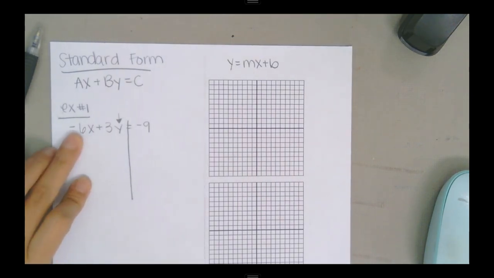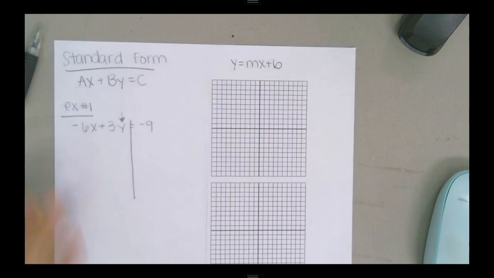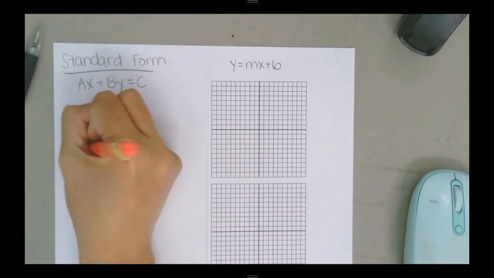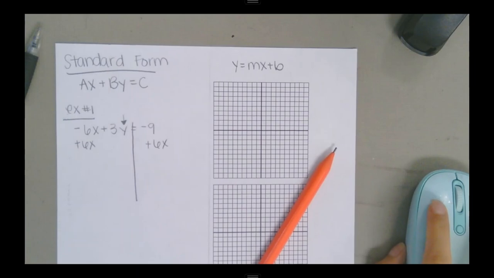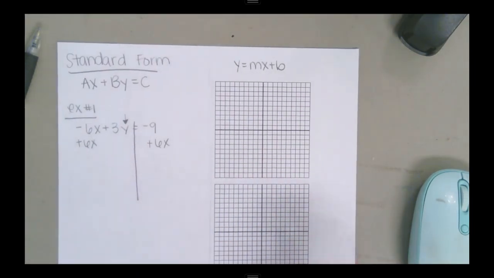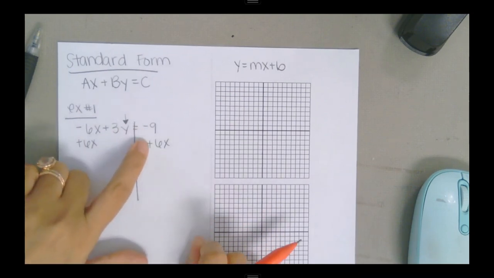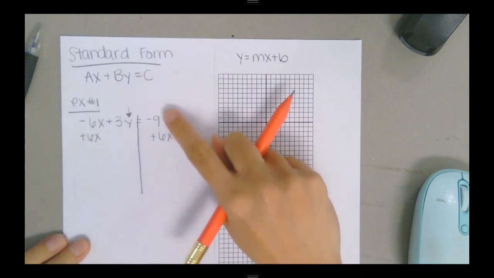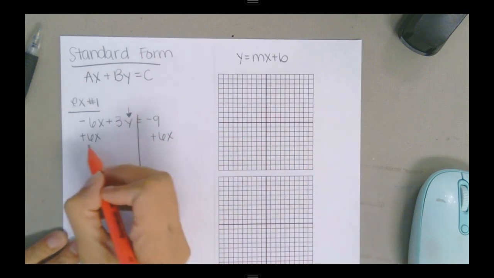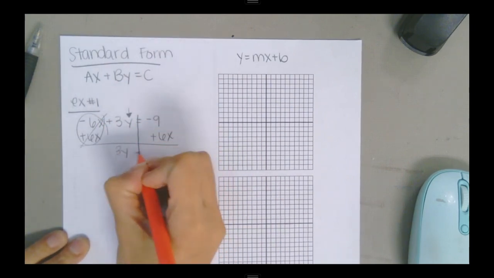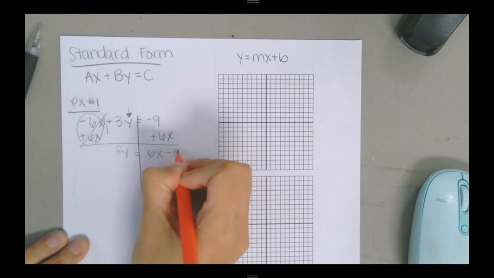So the first thing I want to do is get rid of this negative 6x. So the opposite of negative 6 is plus 6. So I'm going to go ahead and add 6x to both sides. So notice that I didn't line up the negative 9 and the plus 6x because this is a constant and this is a variable. So I can't add those together because this would be a box and this would be a circle. So that's gone at 0 pairs. So I'm left with 3y equals 6x minus 9.